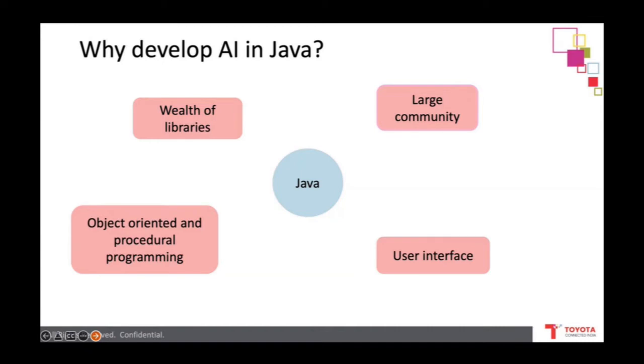So there is a big community for Java, and whenever we face some issue, or need some guidance, or want to see some examples, all those things are already available. And next, Java is an object-oriented and procedural programming language, and Java even comes with a user interface which we can use to display graphs or for any other UI functionalities. All those things are already there in Java, so we can use them.